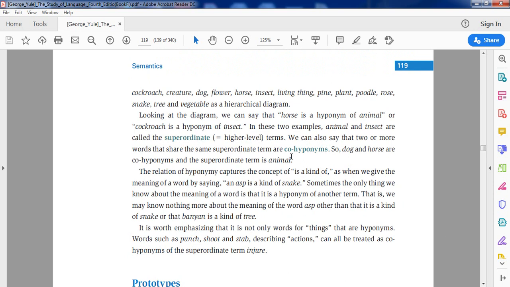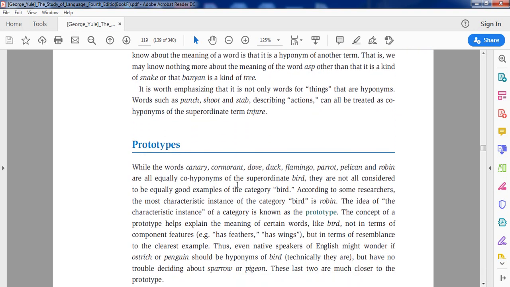For example, here we have the term cohyponyms. That is two or more words that share the same superordinate term. So dog and horse are cohyponyms. They are at the same level, and the superordinate term is animal. They are both included: horses and dogs are both animals. The same thing applies to the other examples.